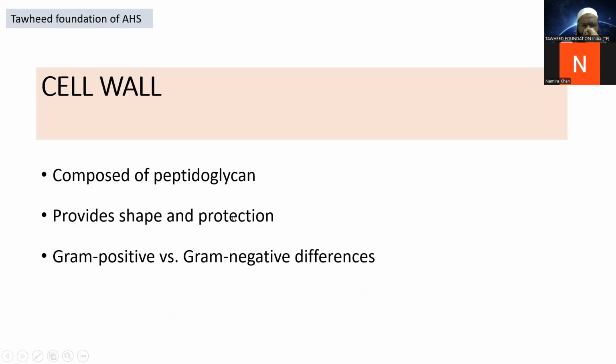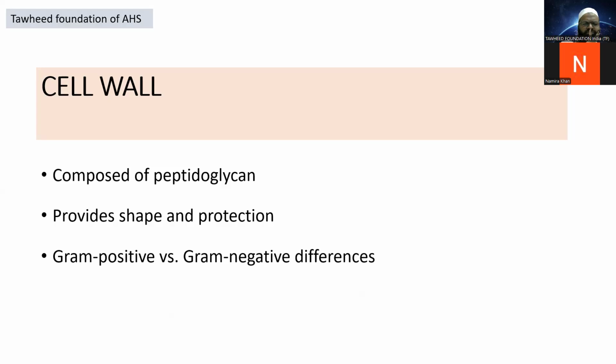It provides shape and protection. The rigid peptidoglycan layer maintains the characteristic shape of the bacterium, whether spherical, rod shaped, spiral, or other forms. The cell wall acts as a protective barrier, preventing the cell from bursting, especially in hypotonic environments where water would tend to enter the cell.